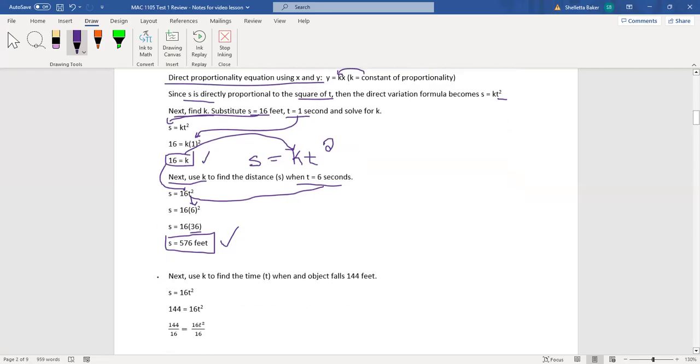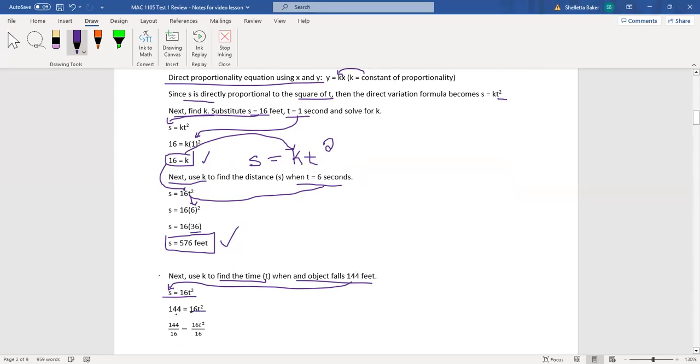Now we're also going to use that same equation using 16 as our constant of proportionality, S equals 16 T squared, to find the time. This time we want to know what T is when the object falls a distance of 144. And S represents our distance. So for S, we substitute 144, carry that down. We'll get 144 equals 16 T squared.